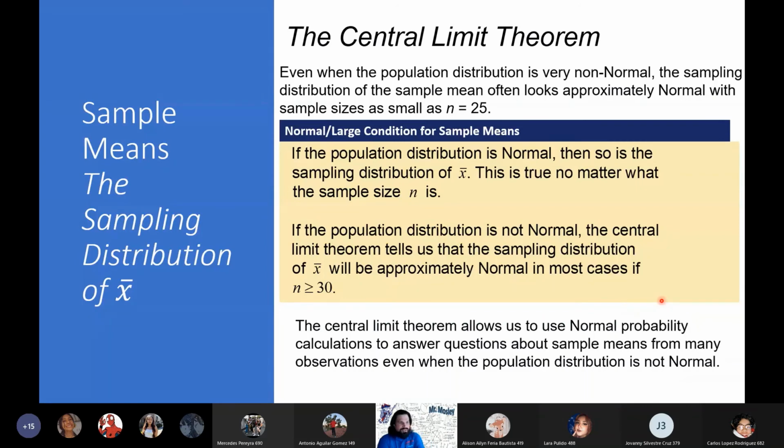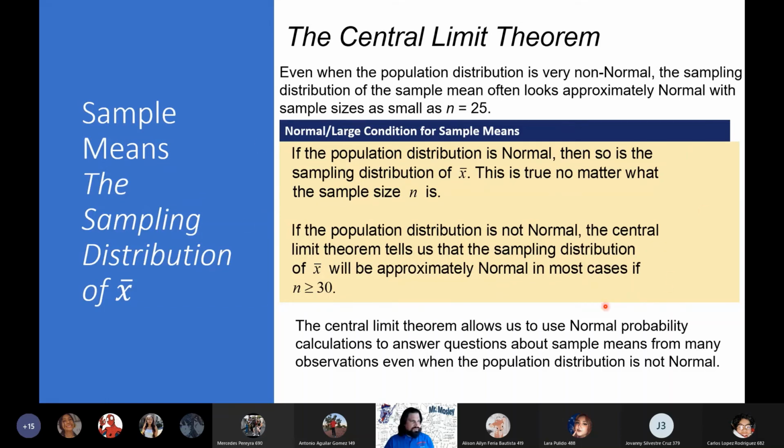The central limit theorem allows us to use normal probability calculations to answer questions about sample means from many observations, even when the population distribution is not normal. And so this lets us know why we have these random variables and these sample statistics, sampling distributions. It's because it allows us to filter things into calculations we can do, no matter what our population looks like.